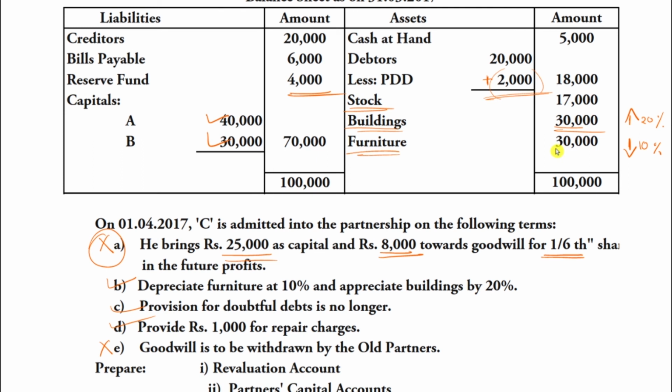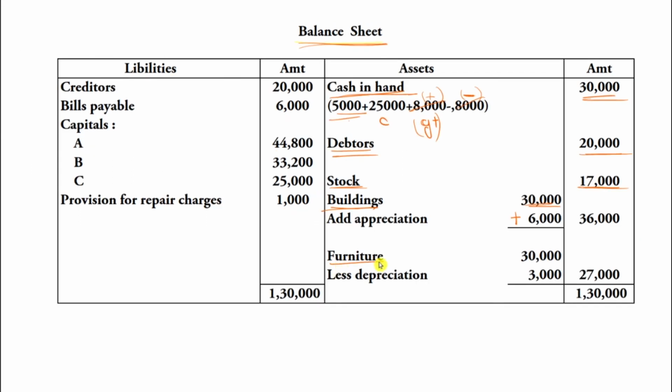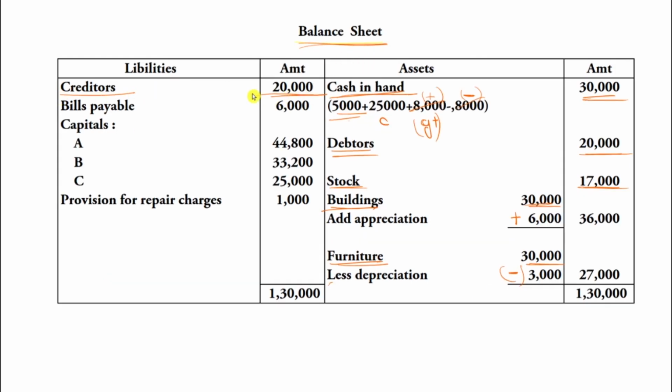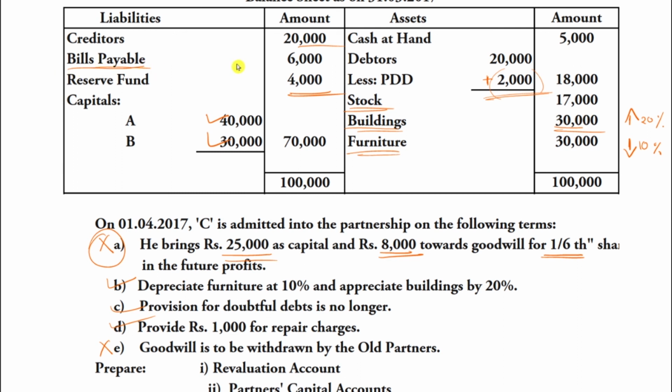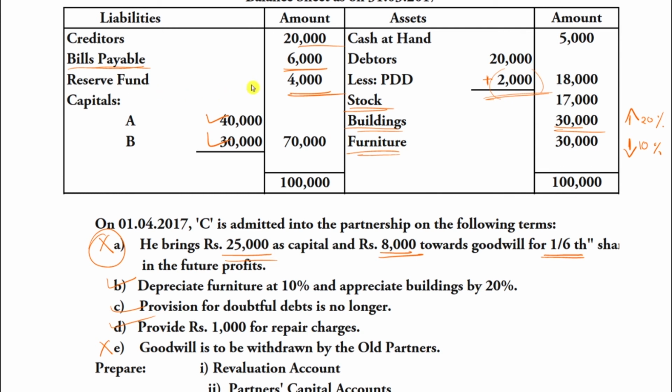Next furniture is depreciated by 10%. That means 3,000 rupees, right? Here we wrote the 3,000 depreciation amount, so this should be subtracted in the balance sheet, right? Furniture 30,000 less depreciation 3,000, that will make 27,000. So the asset side is over right now, and we'll move on to the liabilities side. Creditors 20,000, the same amount, nothing has changed here. Next bills payable, again the same amount, 6,000. Reserve fund we already added to the partners' capital account, so this should not be considered.